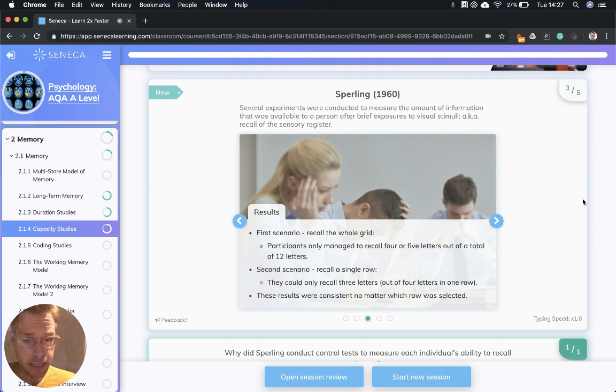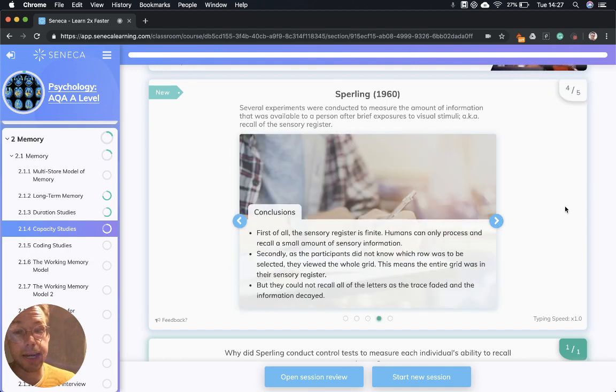The results. The first scenario, which was to recall the whole grid, participants only managed to recall 4 or 5 letters out of a total of 12. Second scenario, to recall a single row, they could only recall 3 letters out of a possible 4 letters in one row. These results were consistent no matter which row was selected.